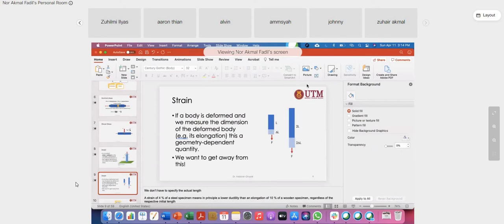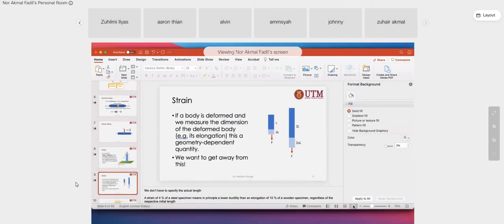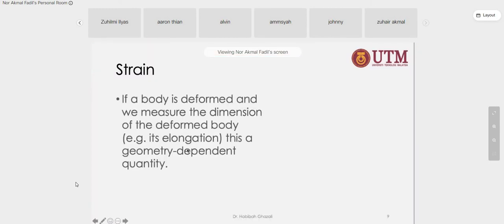Maybe saya off camera lah. Dia, kalau off camera dia. Okay. Strain if a body. Okay, sekarang okay ke?